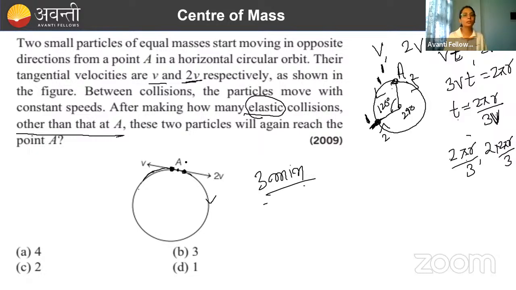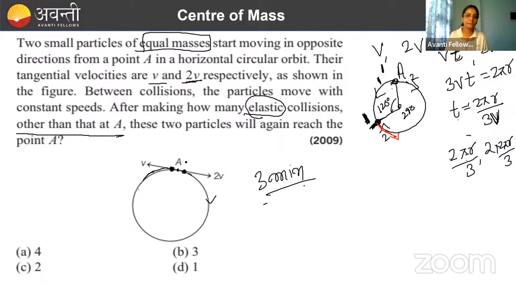And this collision is what kind of? Elastic. And you know, in elastic collision, if bodies are having equal masses, here masses of two bodies are what? Equal. And you know that if collision is elastic and the bodies are having equal masses, then during collision, they will exchange their velocities. Done. So what will happen here? At first collision, particle 1 will take the velocity of second, and second particle will take up the velocity of first.